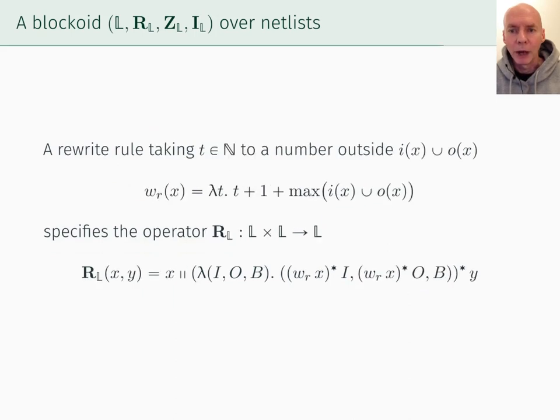We can also define RACL of a pair of netlists X and Y as X concatenated with a netlist derived from Y by offsetting every input or output terminal number appearing in Y with the successor of the maximum terminal number appearing anywhere in X. So that mostly covers the theory. Now what can we do with it?